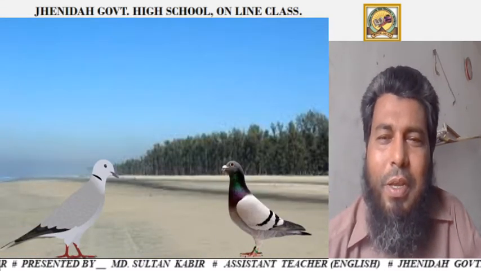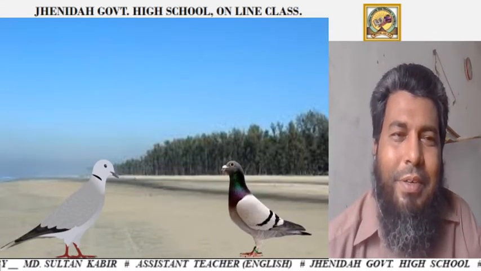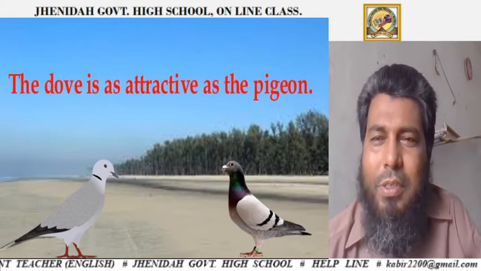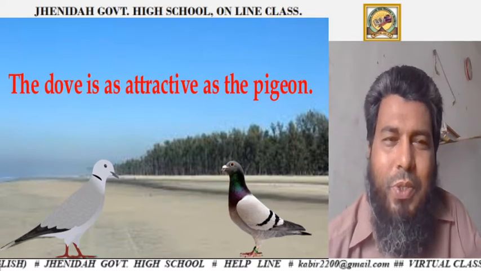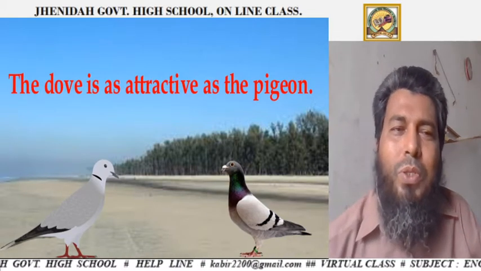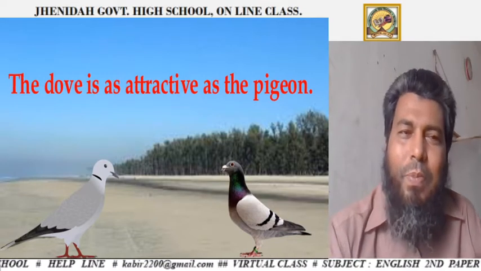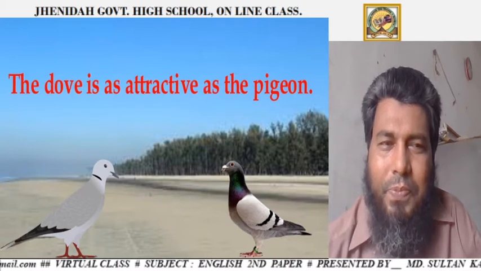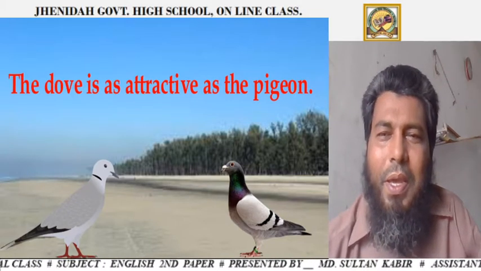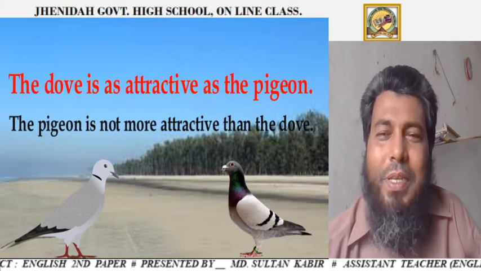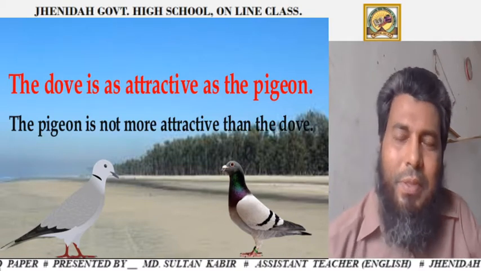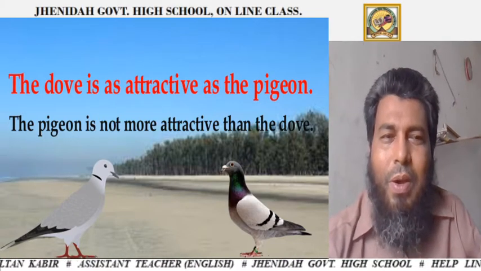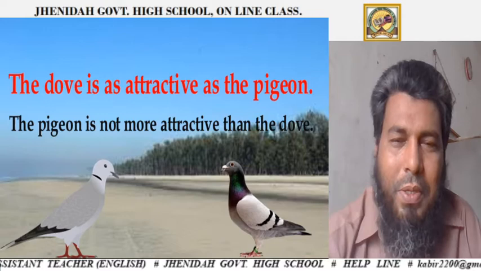Now here, look at a pigeon and a dove. Okay, the dove is as attractive as the pigeon. So what would be the comparative form of this positive degree? Okay, now think. Yes, the pigeon is not more attractive than the dove. Yes, or the dove is not more attractive than the pigeon. Both of them will be correct. Right.